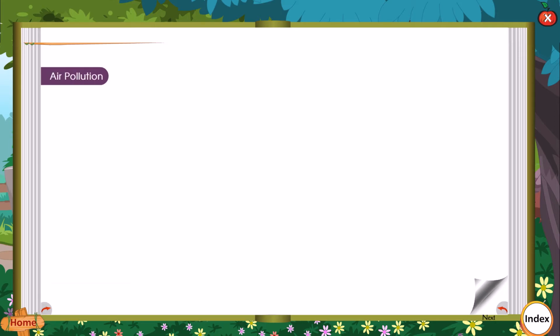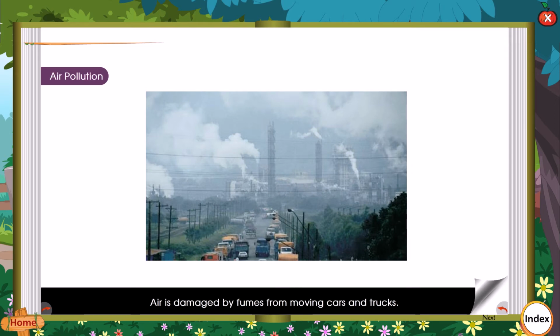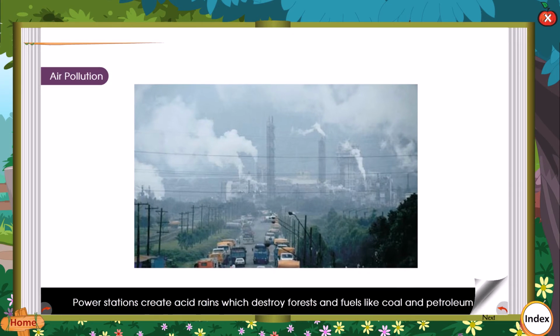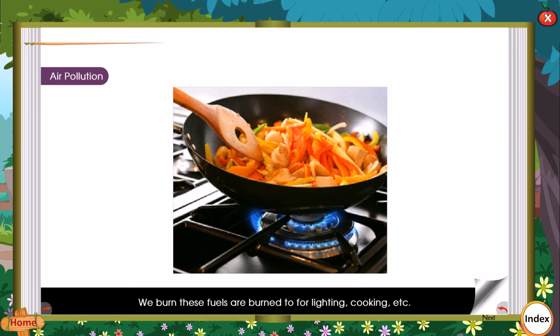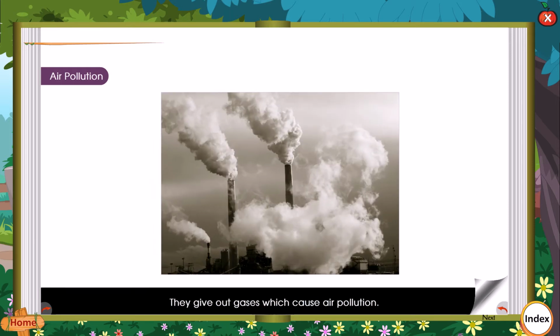Air pollution. Air is damaged by fumes from moving cars and trucks. Power stations create acid rain which destroys forests, and fuels like coal and petroleum are burned for lighting, cooking, etc. They give out gases which cause air pollution. Gases like carbon dioxide and methane from factories also pollute air.